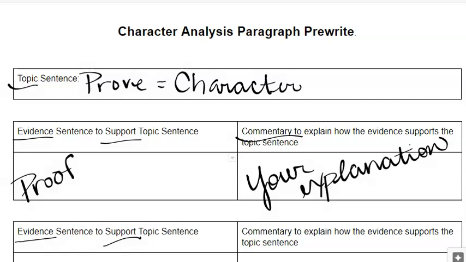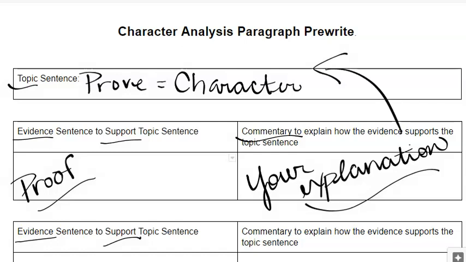So think of it as if you're in court and you're trying to prove that someone committed a crime, and you bring in all of this evidence and you put it there. They're not just going to set it in front of the person. They are going to explain how that evidence proves their point. And that's what you're doing, is you are trying to prove something about this character. You've given us the evidence, you've given us the proof, but you also need to explain how that proof leads back to the point that you're trying to make.